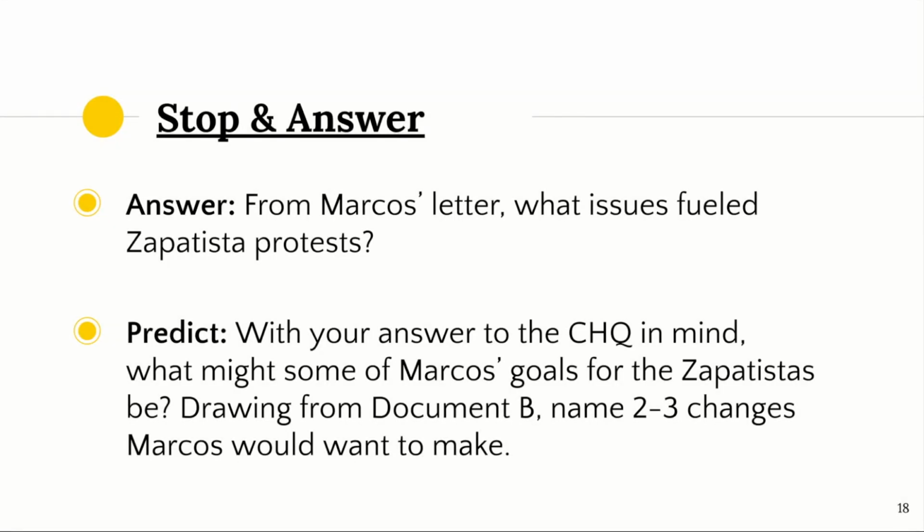All right. So in a short answer, please describe from Marcos's letter what issues fueled Zapatista's protests. So that's the first question. And then I want you to make a prediction. So with your answer to the central historical question in mind, what might some of Marcos's goals be for the Zapatista movement? Drawing from document B, name 2 to 3 changes Marcos would want to make.